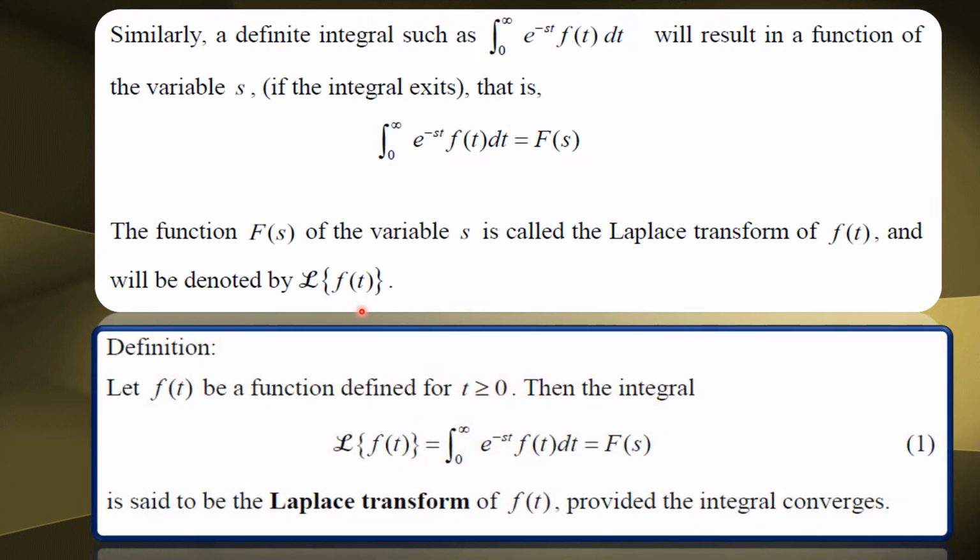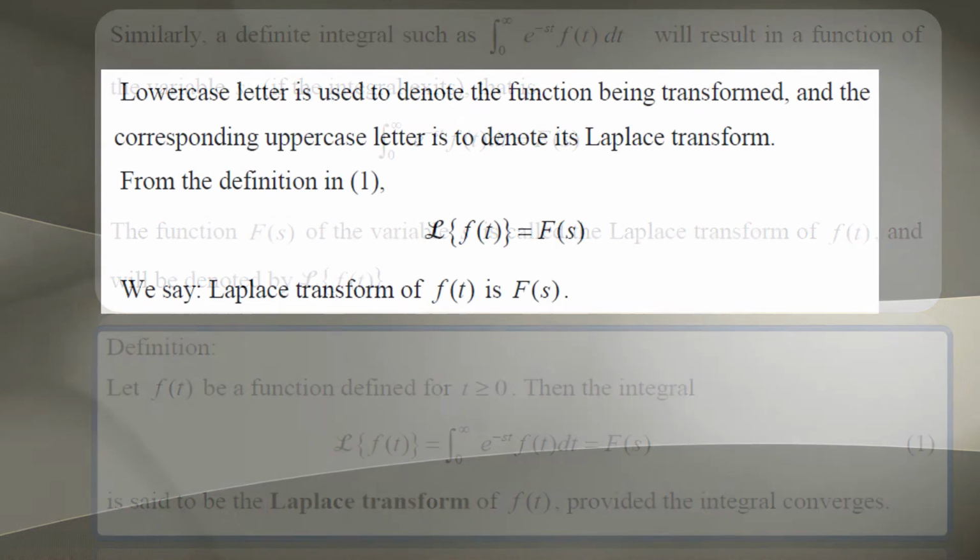Let us look at the definition of the Laplace transform. Let f(t) be a function defined for t larger than or equal to 0. Then the Laplace transform of f(t) equals the integration from 0 to infinity of e to the minus st f(t) dt, which equals F(s). Okay, so this definition is said to be the Laplace transform of f(t), provided the integral converges. So the Laplace transform of f(t) is equal to F(s), and to get from this part to that part, we need to evaluate this integration.